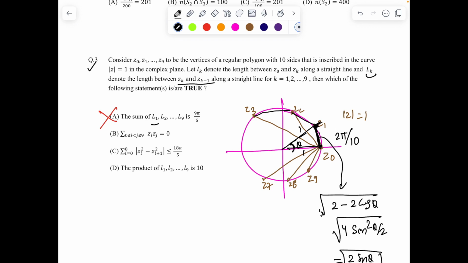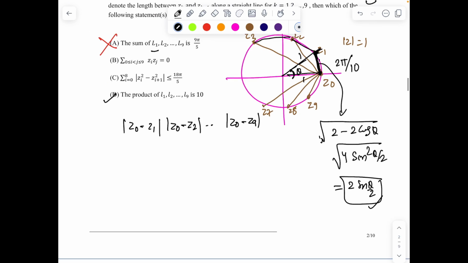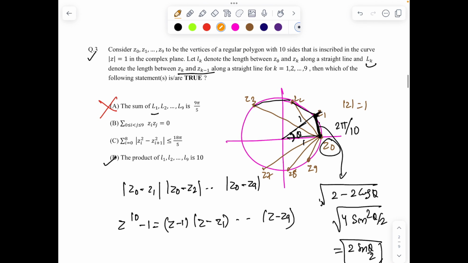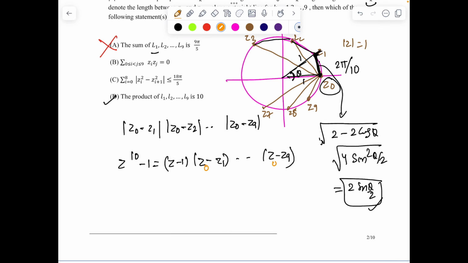Now coming to option D, before I go to B and C, the product of L1, L2, L3. It means the product of these values, Z0 minus Z1 into Z0 minus Z2, and so on up to Z0 minus Z9. They are asking if it's 10. It's not difficult because you know Z to the power 10 minus 1 will have factors Z minus Z0 times Z minus Z1 till Z minus Z9. Here Z0 they have taken as 1, because these are the vertices of the 10th roots of unity. So clearly, if I put Z equals Z0 over here, I'm getting 0 equal to 0, because Z0 is 1.